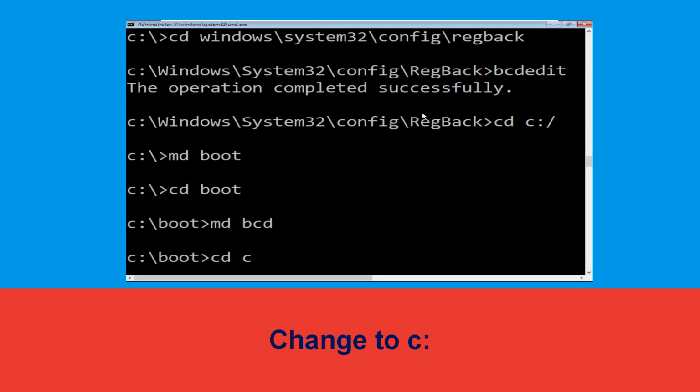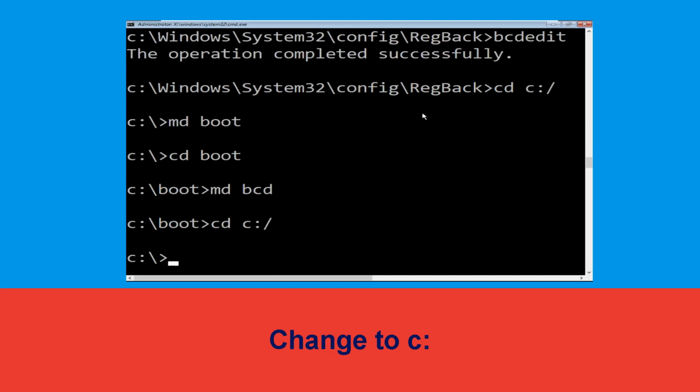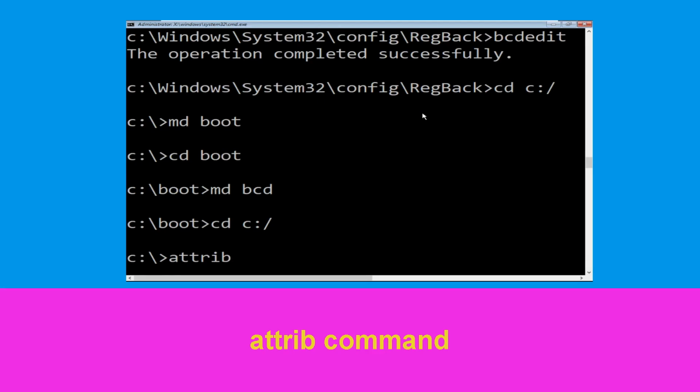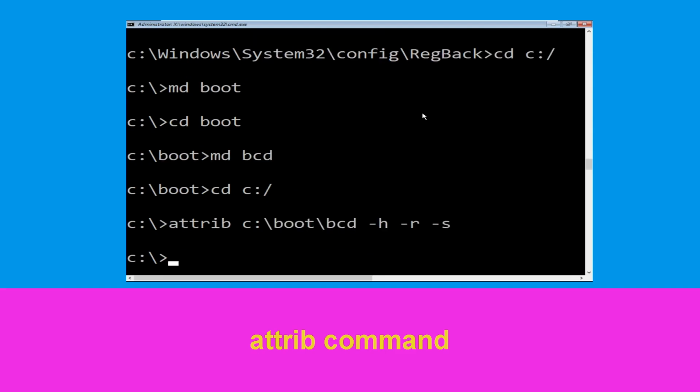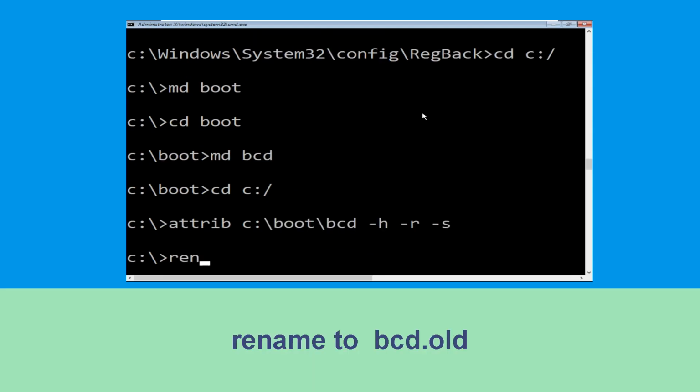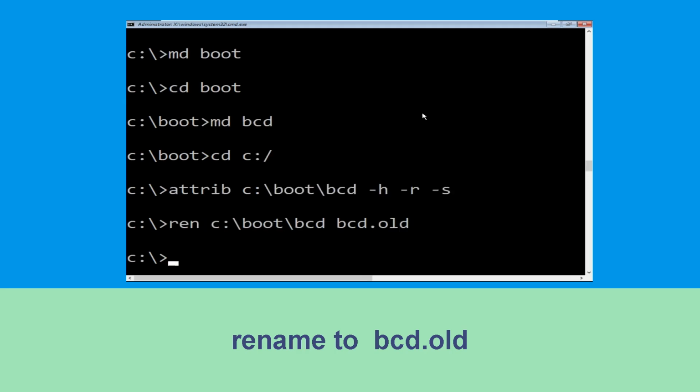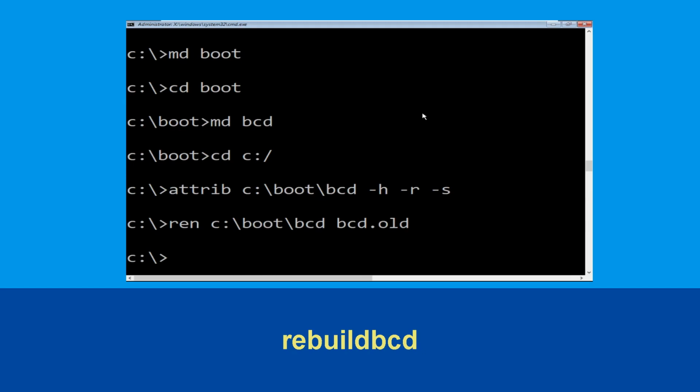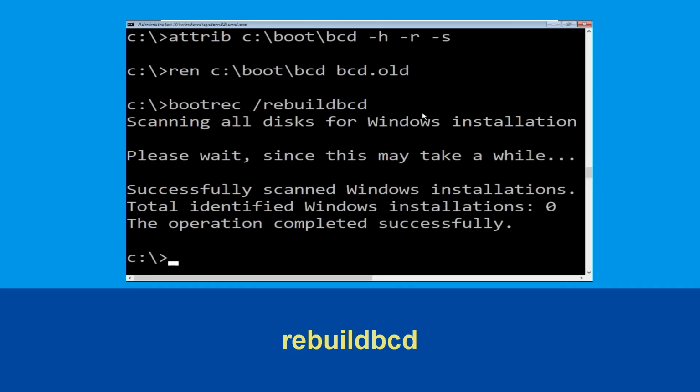Now type cd c:\ and simply hit enter. Type attrib c:\boot\bcd -h -r -s and hit enter. Now type ren c:\boot\bcd bcd.old then hit enter. Now type bootrec /rebuildbcd and simply hit enter.